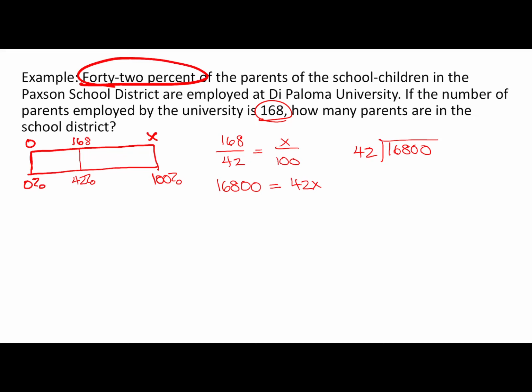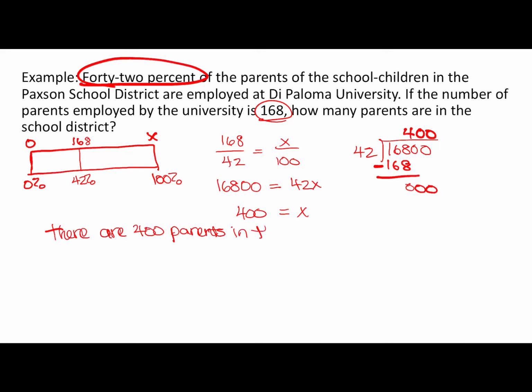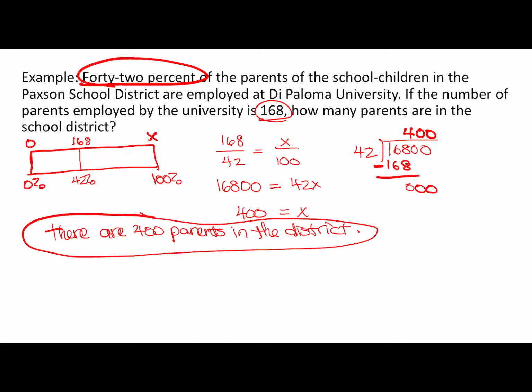4 goes into 16 4 times, so I'm going to try multiplying by 4, and in fact that gives me 168. And so I subtract and get 0, and I pick those zeros up here. So x equals 400. So there are 400 parents in the district. So that's the percent bar approach.